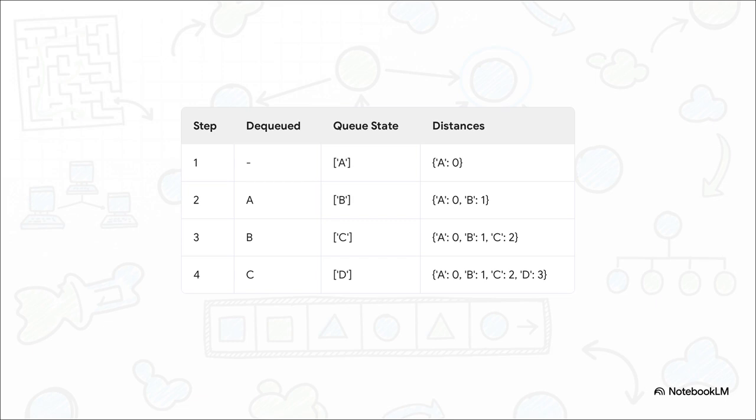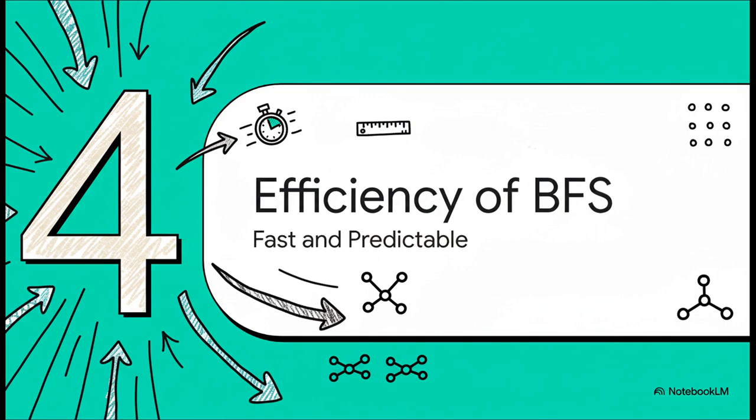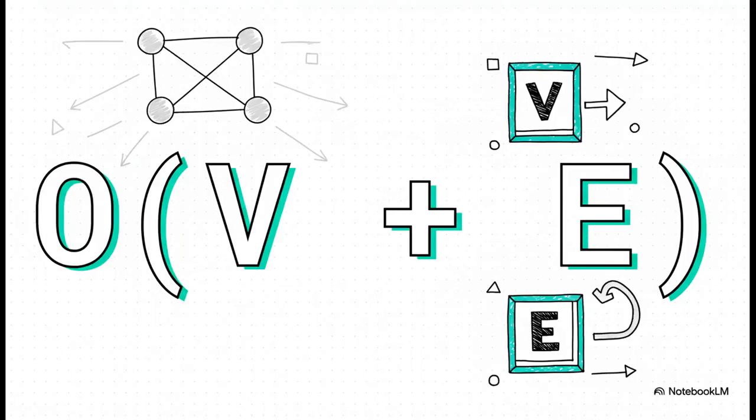It's simple, it's predictable, and it guarantees that shortest path. And that predictability extends to its performance, which is a huge reason why it's so popular in technical interviews. It's not just correct, it's fast. BFS has a time complexity of O(V + E), where V is the number of vertices and E is the number of edges. This is what we call linear time.